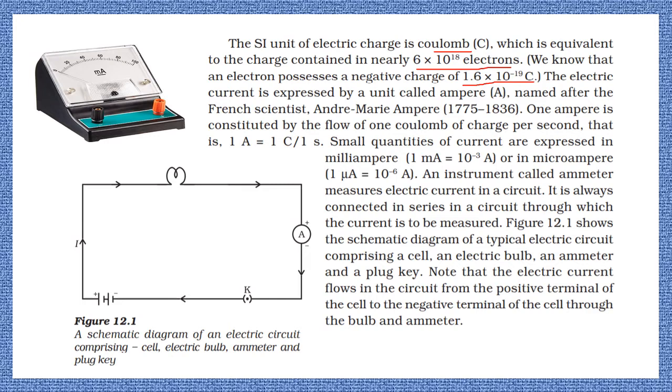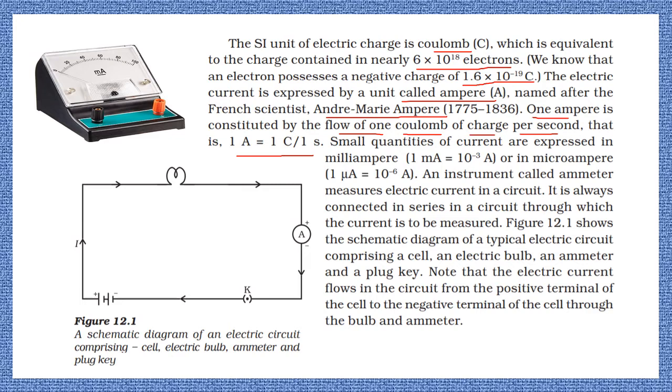The electric current is expressed by a unit called ampere, and that is named after a French scientist, André-Marie Ampere. 1 ampere is constituted by the flow of 1 coulomb of charge per second. That is 1A is equal to 1C upon 1S, means I is equal to Q upon T.